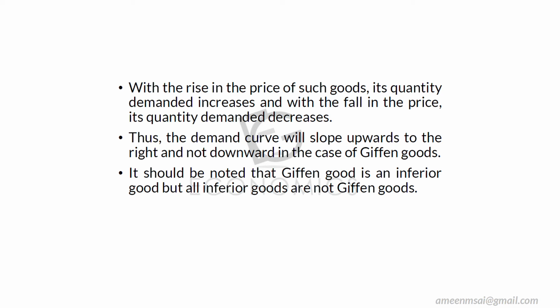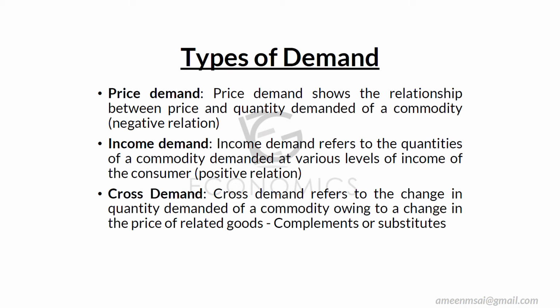Okay, so we should also understand the point that a Giffen good is an inferior good, but all inferior goods are not Giffen goods. Okay, by discussing more when it comes to the other topic, this point will be clear for you. Okay, fine. So we have studied the exceptions to the law of demand. Now let's go to the types of demand.